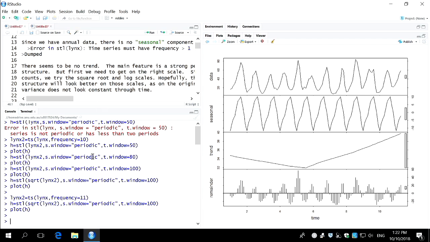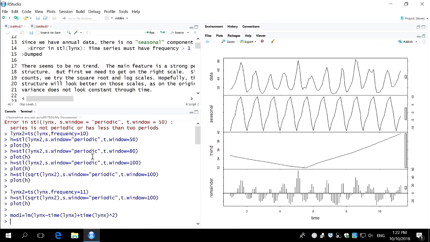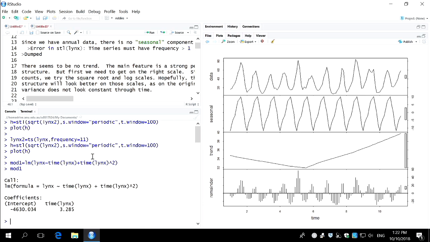So let's first of all consider the trend. Let's think that a quadratic trend might be the right thing to do. So I'm going to go back to looking at the original lynx data. I'm going to go mod1 equals lm(lynx ~ time(lynx) + time(lynx)^2). Okay? So mod1, there's the model that gets fit. What happens? It refuses to fit the square term. Okay? Refuses to fit the square term.